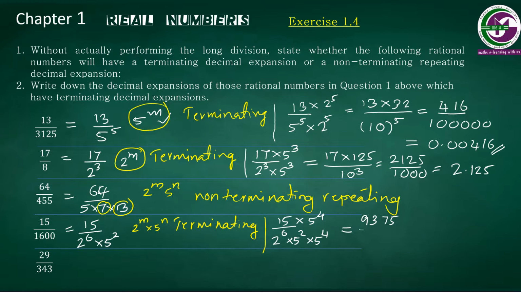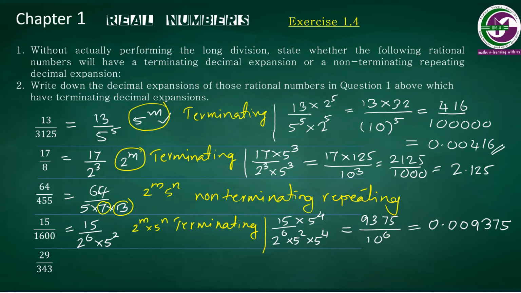9375 divided by, so there are 6 2's and 6 5's. So we'll get 10 to the power 6. That means 6 zeros. 6 zeros means we need 6 decimal places. So 0 point, already there are 4 digits. So 0.009375 is the decimal expansion. So without dividing, you will get the decimal expansion.